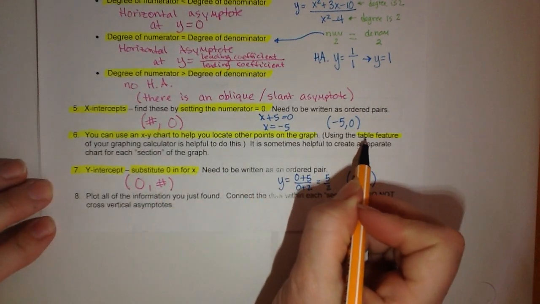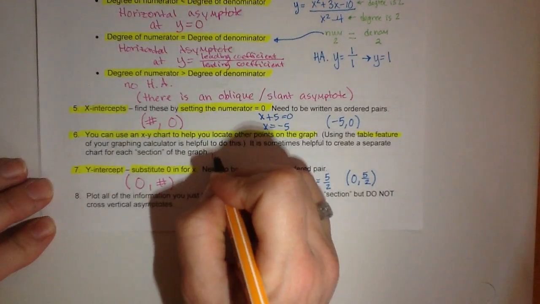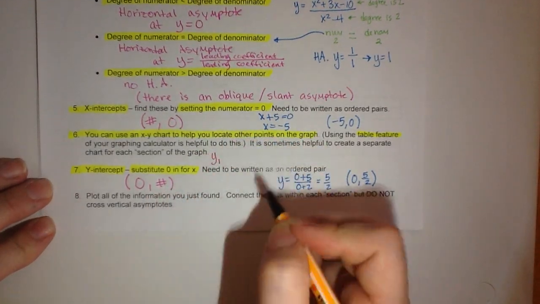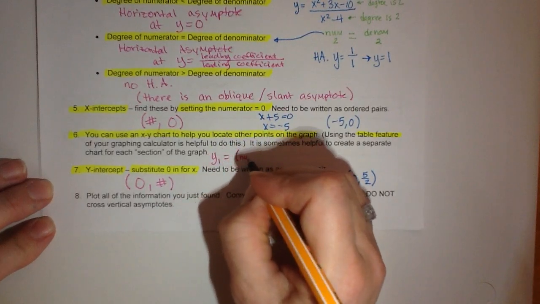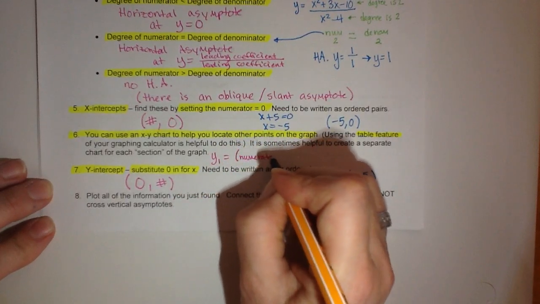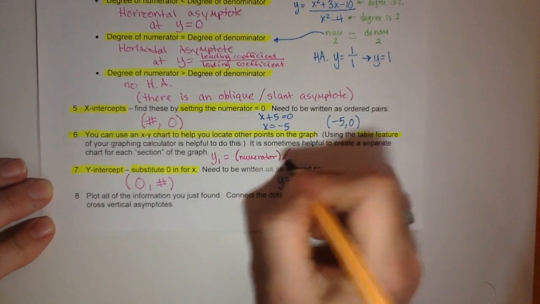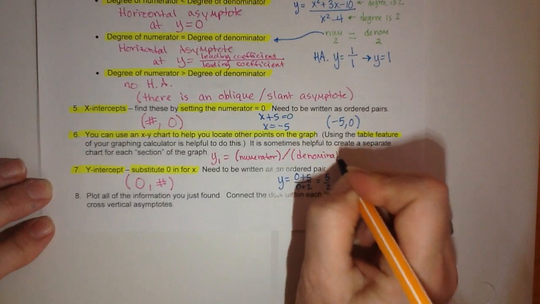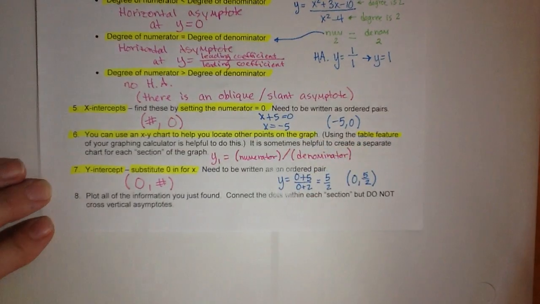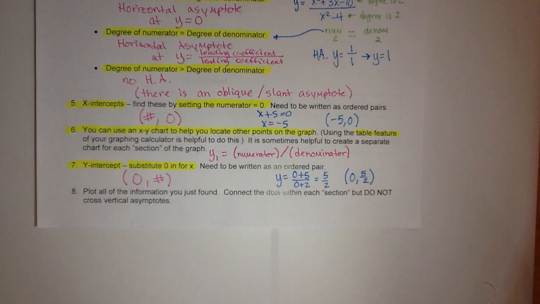But when you use your graphing calculator, what you need to remember to do when you type your function into y1 is put a parenthesis around the entire numerator, and then divide by, put a parenthesis around your entire denominator. And you can use your original function to do this, or you can use your simplified function. Either one will get you the same result.